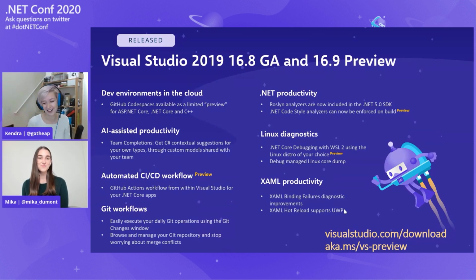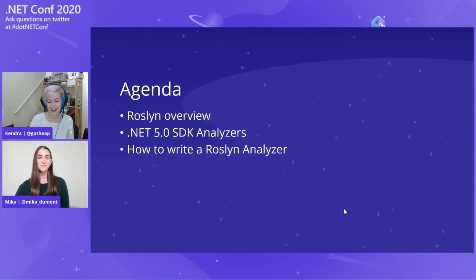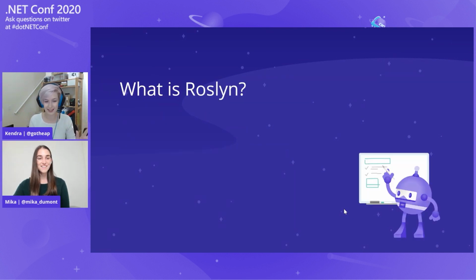We're going to focus in on the Roslyn analyzers. We're just going to give an overview of what's new, go through some of the latest code fixes and refactorings, go over some of the .NET 5 SDK analyzers specifically, and then Mika's going to show us how to write a Roslyn analyzer. So before we get into it, Mika, what is Roslyn?